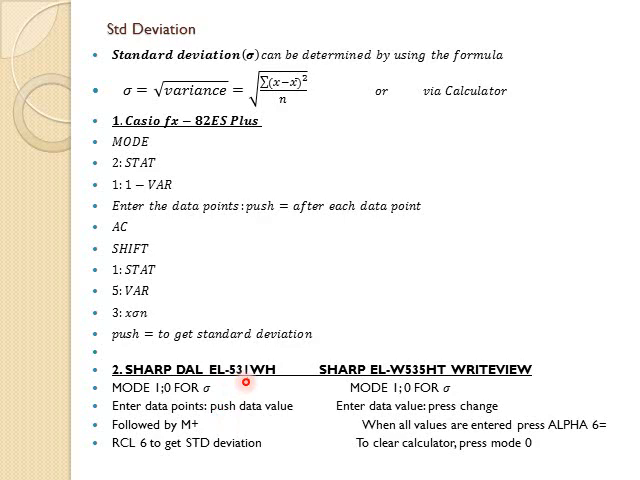That's on the EL 531 WH. For the Sharp EL W535 HT, press mode 1. Select 0 for standard deviation, enter data values, press change. When all values are entered, now instead of recall 6, we're going to press alpha 6. To clear the calculator, we just press mode 0. Then we can start all over again.